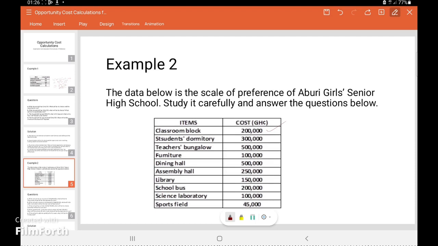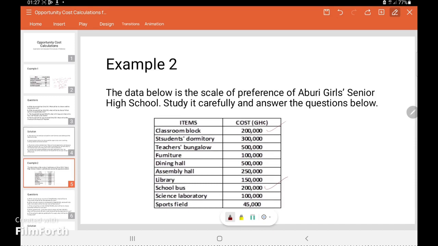And what will be its opportunity cost? Let's go through the table. If you had not used the 200,000 to buy classroom block, what else could a school use that amount of money to buy? And that will be the school bus. So the opportunity cost of Abrigel using 200,000 Ghana cedis to buy classroom block will be the school bus that it will have to forgo. You see that the values are the same. And so once it buys this one, the money couldn't buy any other item on the scale of preference, but it could have bought the school bus. Therefore, school bus becomes the opportunity cost. Let's move on to the next question.